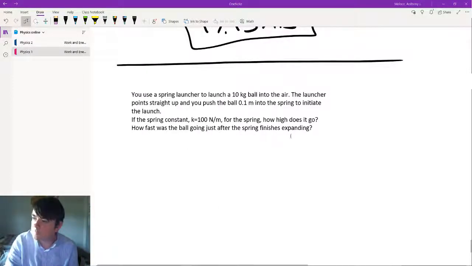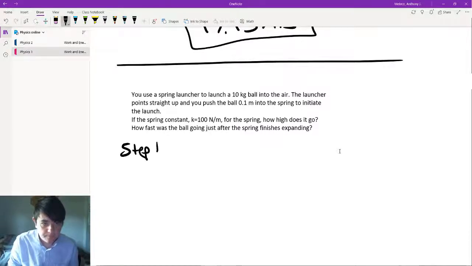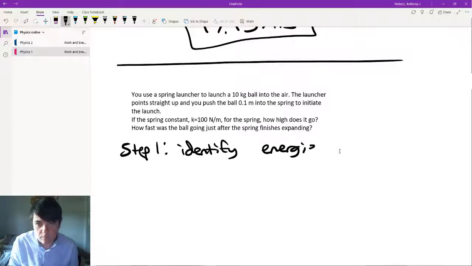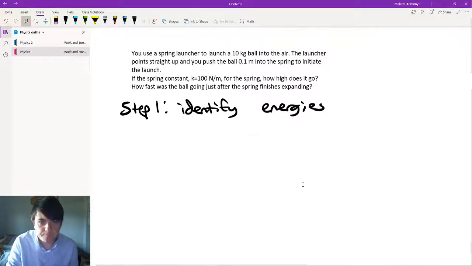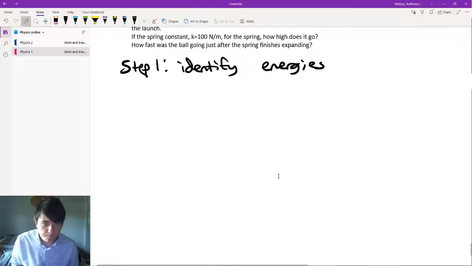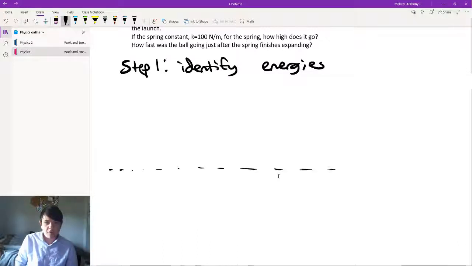So what we need to do first is we need to draw the system, okay? Because we need to identify the energies. So step 1 is, identify the energies. Okay. So you're using it to launch a ball into the air. So what I'm going to do is I'm going to go ahead and draw this.